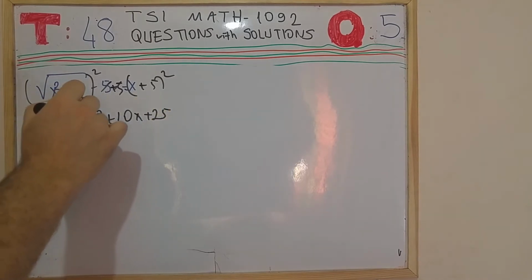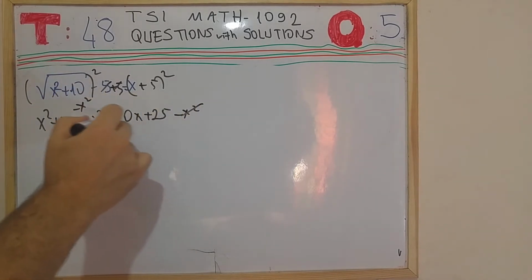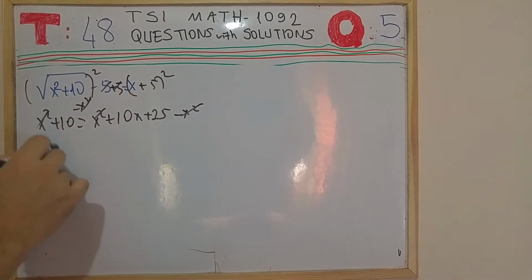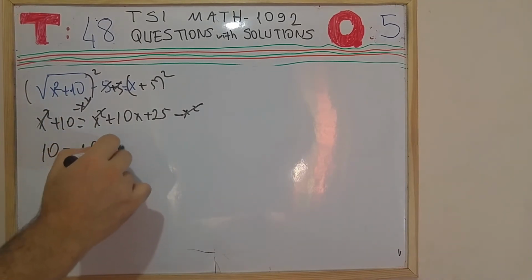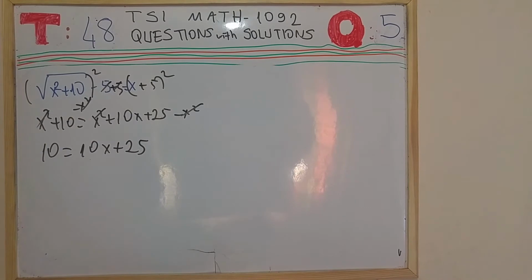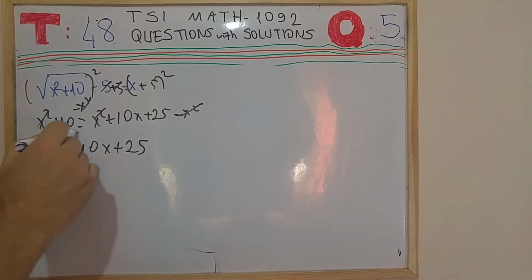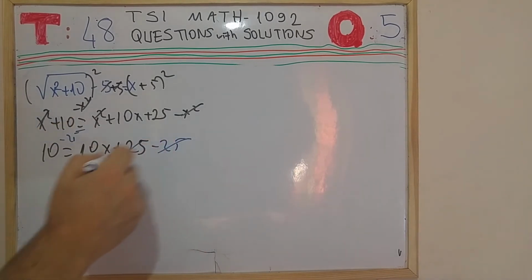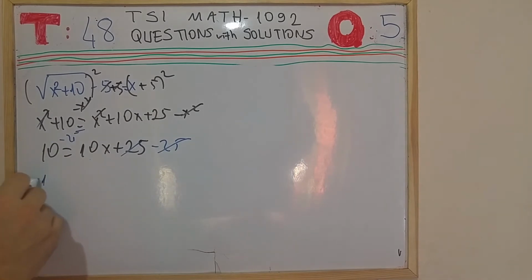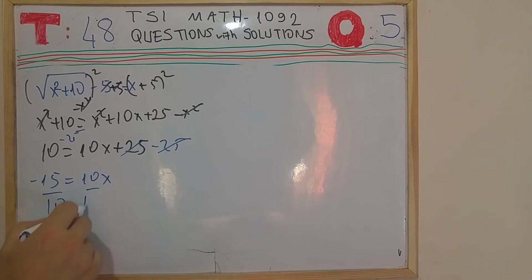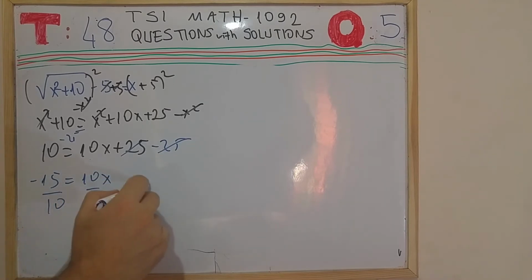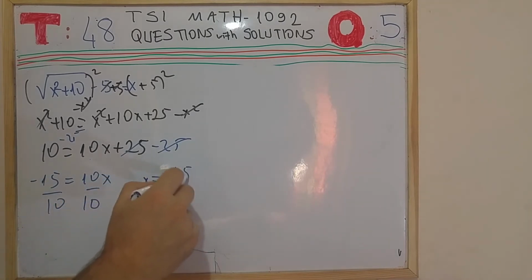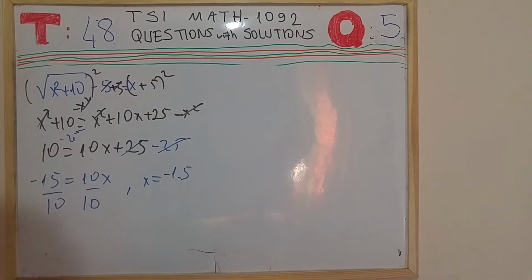When I subtract x squared from each side, what I have left is 10 is equal to 10x plus 25. Let's subtract 25 from each side now. So what I have is minus 15 here, which is equal to 10x. So when I divide each side by 10, I have x is equal to minus 1.5. That's it.